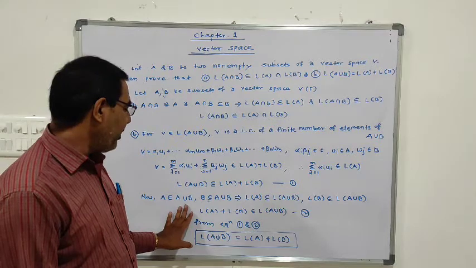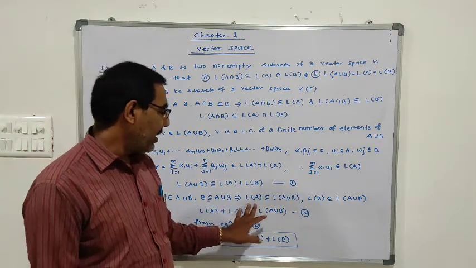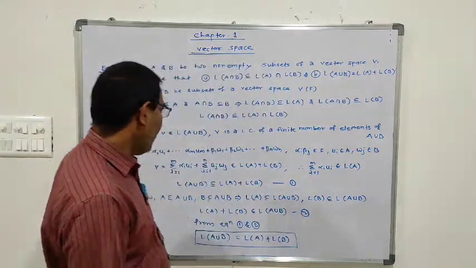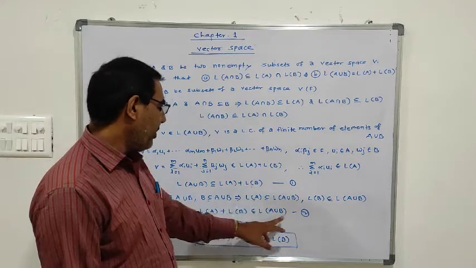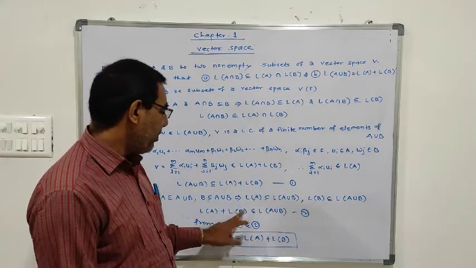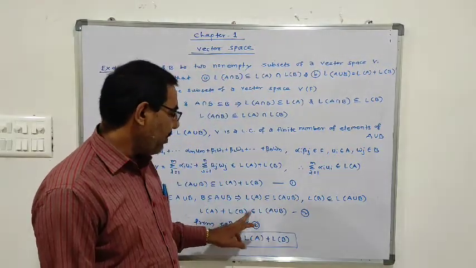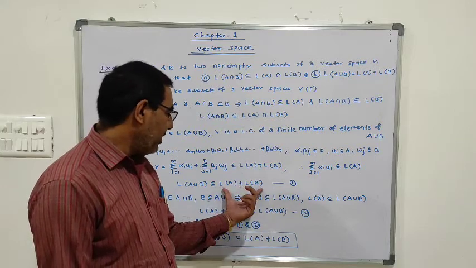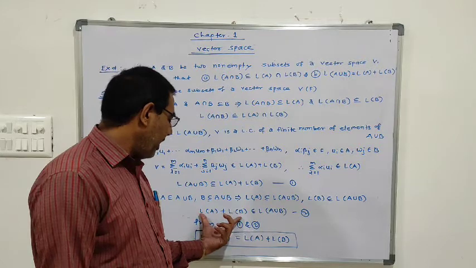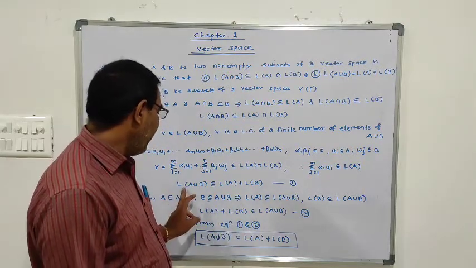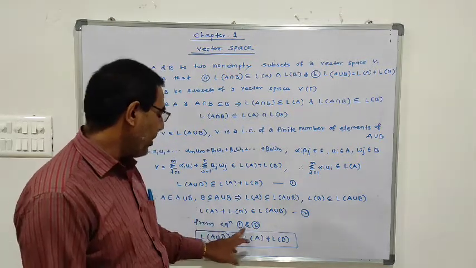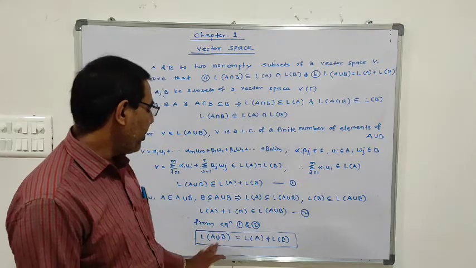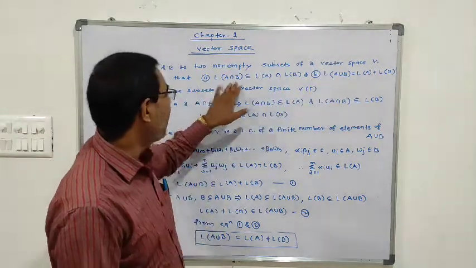Now A is a subset of A union B, and B is a subset of A union B, so the linear span of A is a subset of the linear span of A union B, and the linear span of B is a subset of the linear span of A union B. Then by this statement, the linear span of A plus the linear span of B is a subset of the linear span of A union B. This is equation 2. From equations 1 and 2, the linear span of A union B is equal to the linear span of A plus the linear span of B. And this example is true, meaning the first and second statements are proved here.